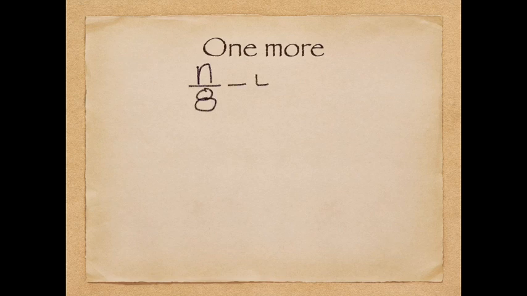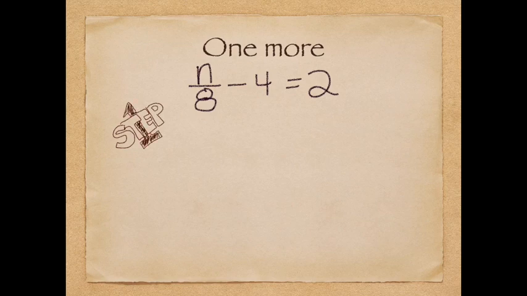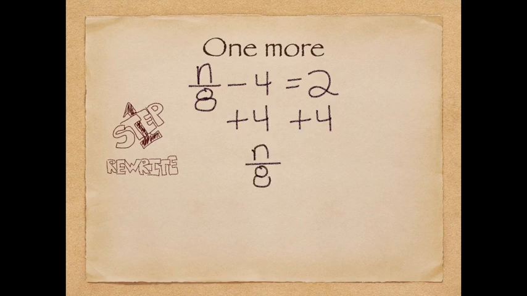One last one. This time I'm going to give you n over 8, n divided by 8, minus 4 equals 2. All right, let's start with step 1. We know we need to get rid of that minus 4. Knowing that it's a minus, we know that we need to do the inverse operation to it. So we're going to add 4. We're going to add 4 to both sides. And of course, negative 4 plus 4, that's 0. And 2 plus 4, that is 6. So that leaves us, when we rewrite our equation, n divided by 8 equals 6.